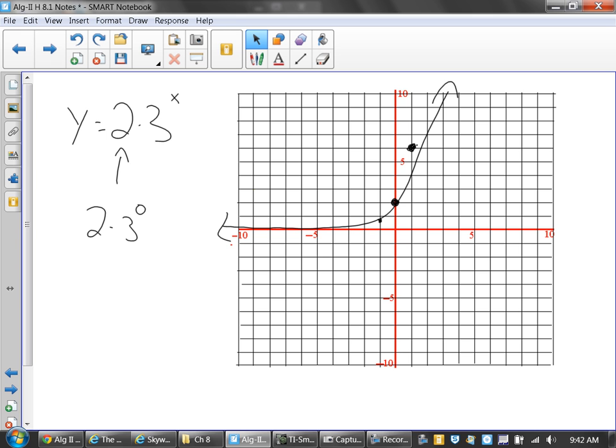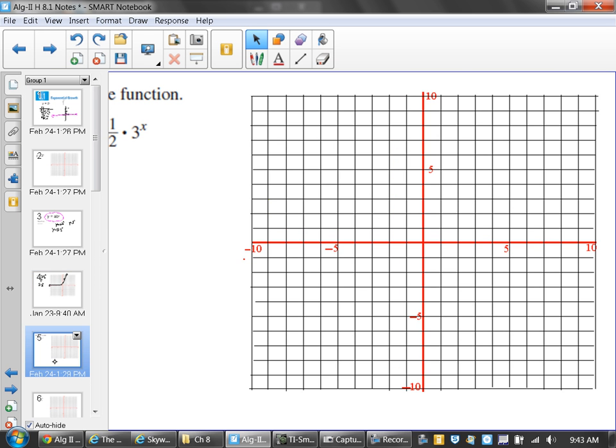Now, if we have a parent function, that means what comes into play next? Could have been a daughter. The child function. We have a shift. So we're going to shift this. And remember when we shifted before, what letters did we use? H and K. What letters do you think we're using now? H and K. So now we're going to take this a step further and do shifting with it. Y equals A times B to the x minus h plus k. Again, this becomes your horizontal and your vertical shift.